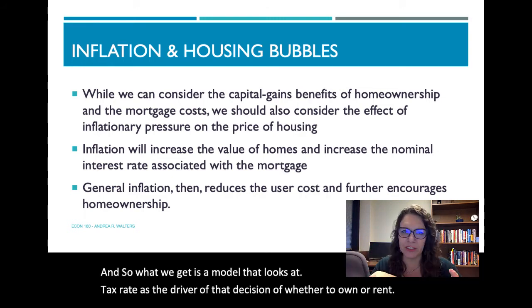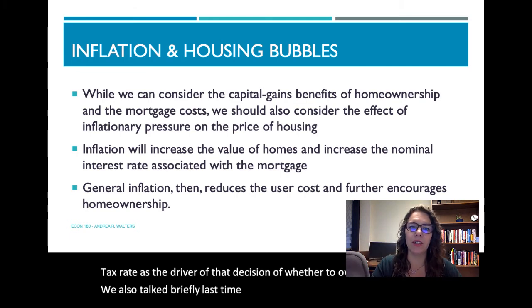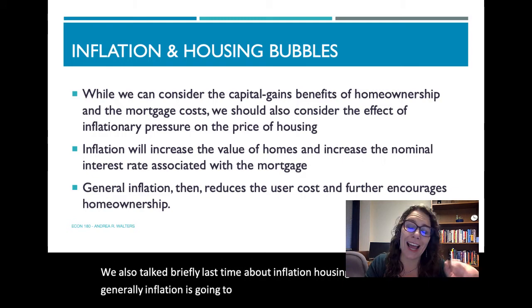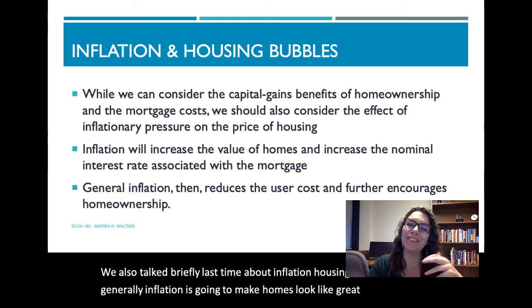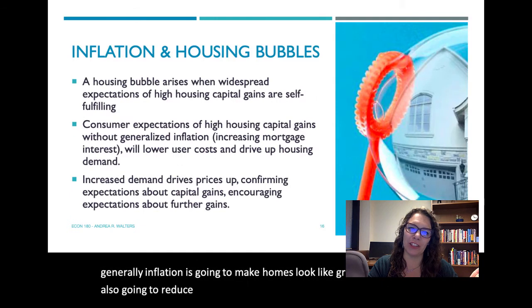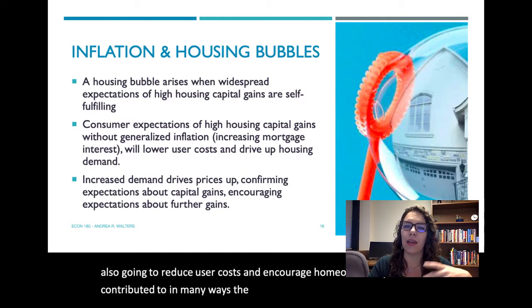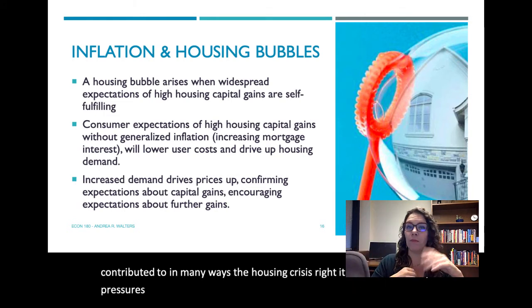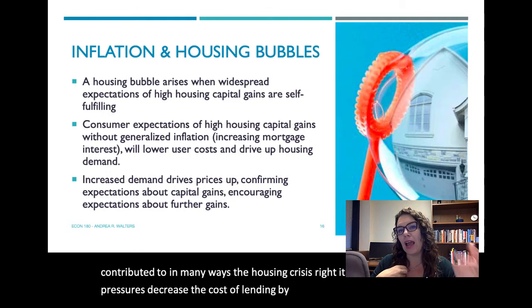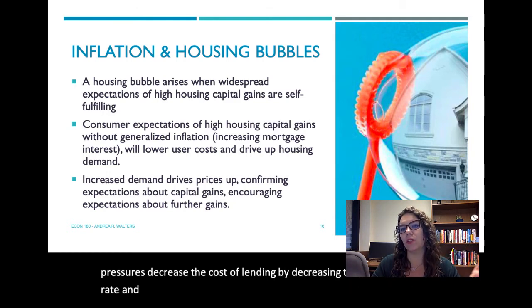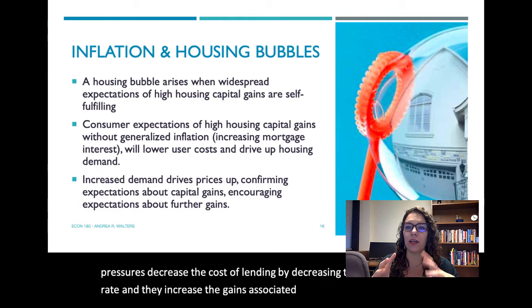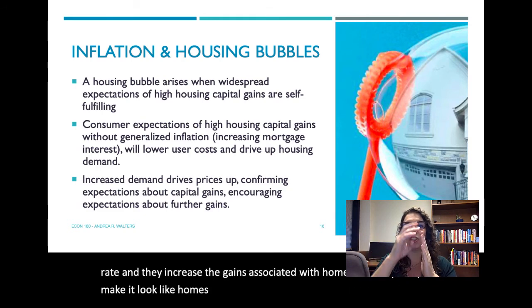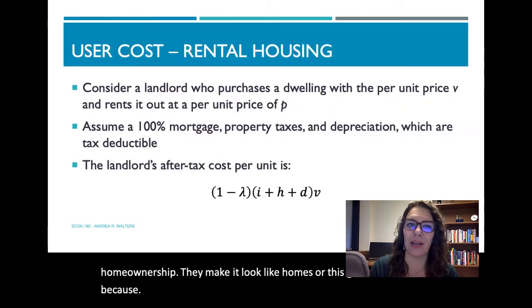We also talked briefly last time about inflation and housing bubbles, and how generally inflation is going to make homes look like great assets, and it's also going to reduce user costs and encourage home ownership. And it contributed to, in many ways, the housing crisis, right? Those inflationary pressures decrease the cost of lending by decreasing the real interest rate, and they increase the gains associated with home ownership. They make it look like homes are this great asset because the inflation means that the value of the price is always going up.